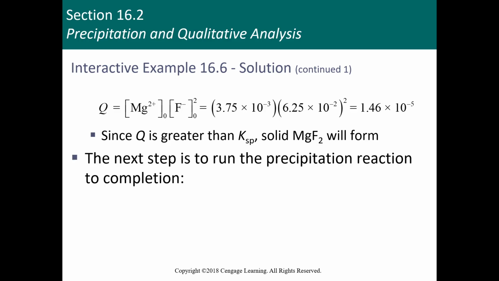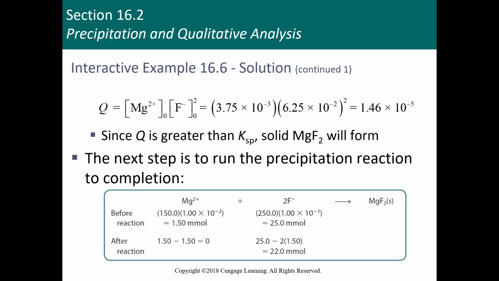So our next step will be to run our precipitation reaction to completion. And so what we do here is we're going to run this to completion to make as much solid as we can here. And so Mg2 plus is going to get used up because that's the limiting reactant. F minus is not going to be completely used up because that is not the limiting reactant, that's the excess reactant. And so this right here is going to be left after this reaction runs to completion as 0 concentration, 0 millimoles.